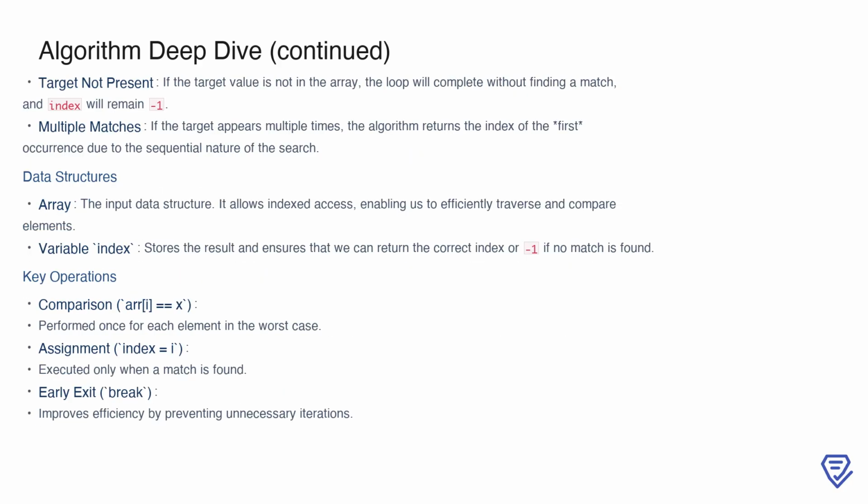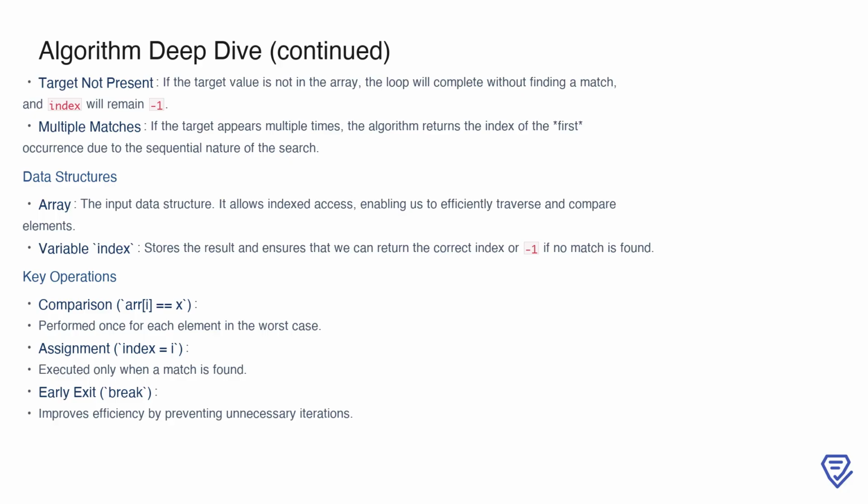The algorithm also considers arrays where the target value appears multiple times. In such cases, only the index of the first occurrence is returned. This behavior is a natural result of the sequential nature of the search process. The input array serves as the primary data structure, allowing indexed access for efficient traversal and comparison. The variable index plays a crucial role in storing the result, making it possible to return either the correct index or -1 if no match is found.